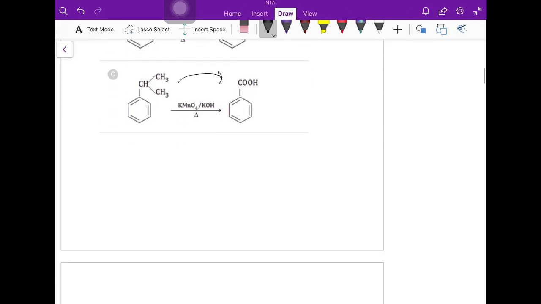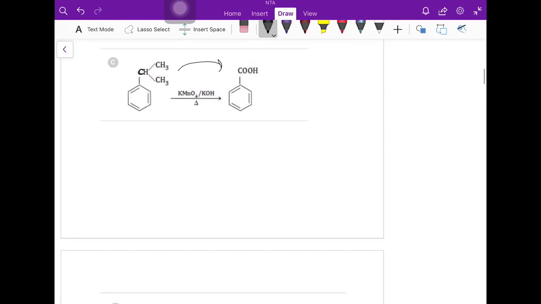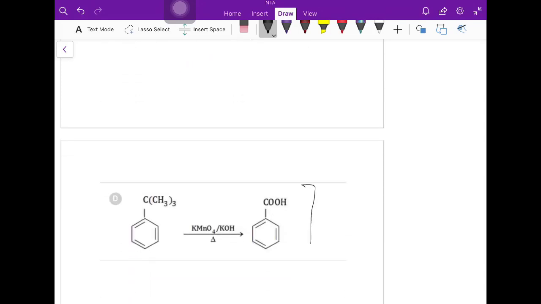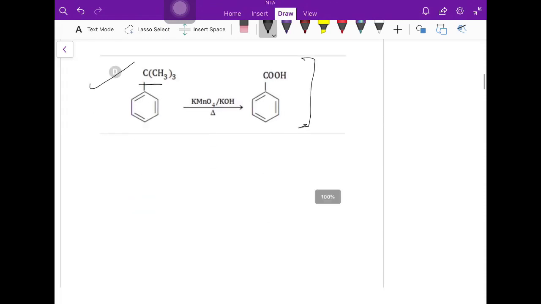The major thing is the carbon that is attached to benzene must contain a hydrogen, when we are talking about alkyl groups. This group does not contain hydrogen and cannot be oxidized, therefore this is the correct answer.